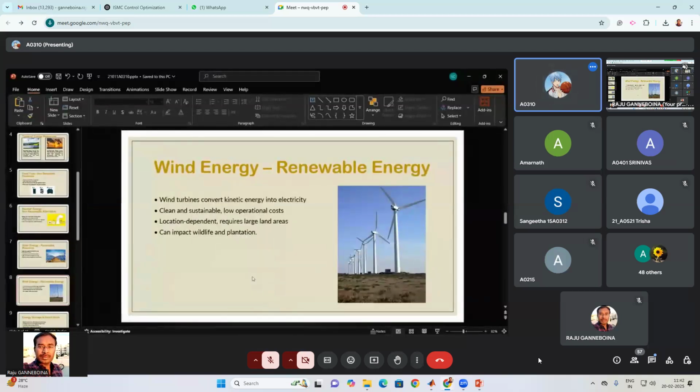The next type of renewable energy is wind energy. Wind energy is produced using wind turbines. The fundamental principle of wind turbines is that the flow of air has kinetic energy, and this kinetic energy is converted into electrical energy using the turbine blades. Though it has a high initial cost, the operating costs of wind turbines are comparatively low, and it is highly location dependent. It can also impact wildlife and plantation in certain areas in the wetlands.